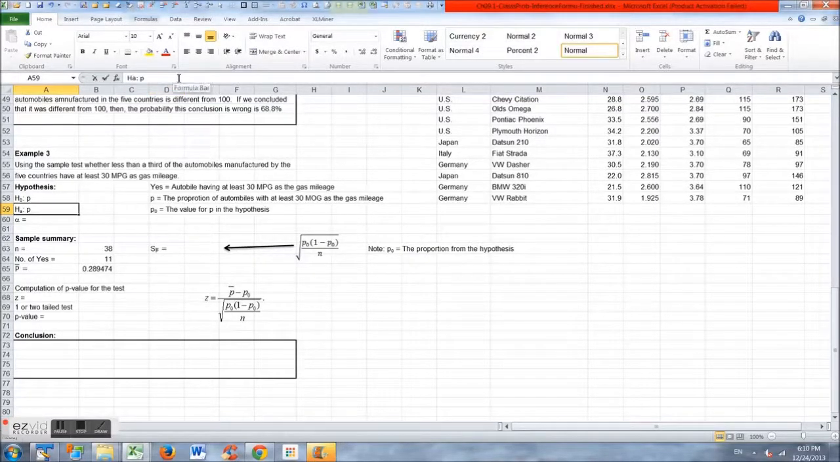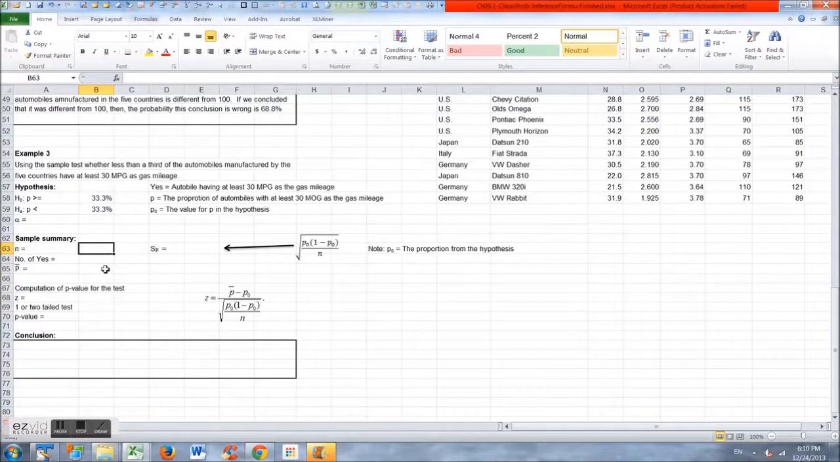Generally speaking, it is easy to set up the alternative hypothesis, and that is given by less than a third. So less than a third, put the third as 1/3 in a separate cell. So the null is also 1/3, the opposite of the alternative. So it will be greater than or equal to. We can express this as a percentage.